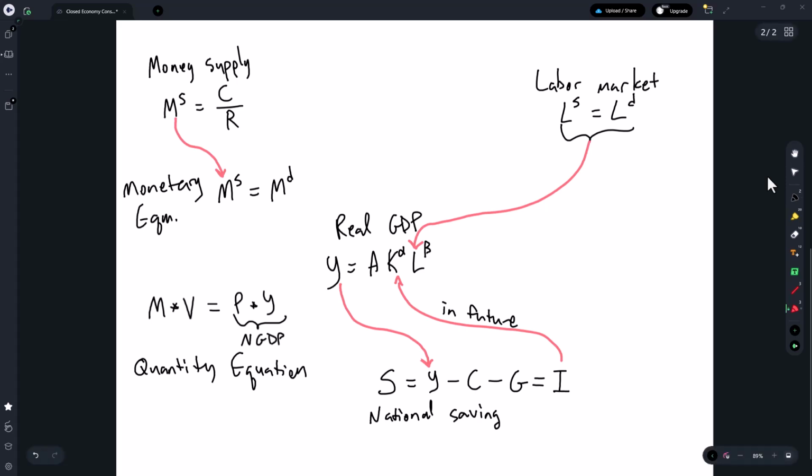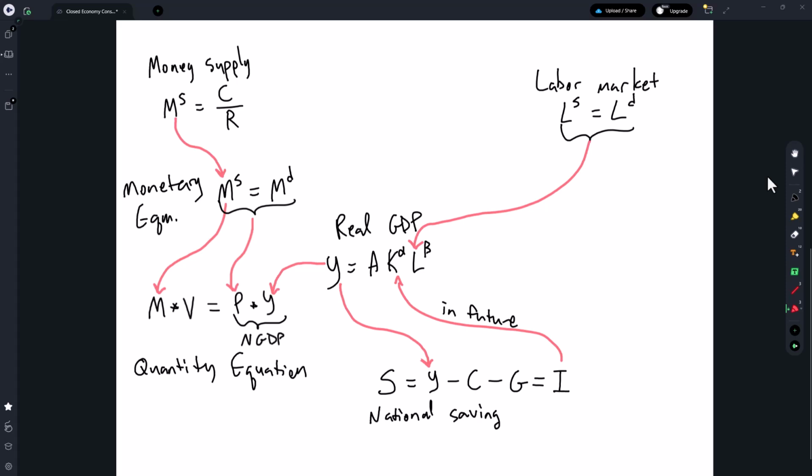This equation brings everything we've done so far all together because the money supply comes directly from our monetary equilibrium, which is also where our price level comes from when we do the algebra and solve for that. And then the last piece of this puzzle, the real GDP, comes to us directly from the production function.